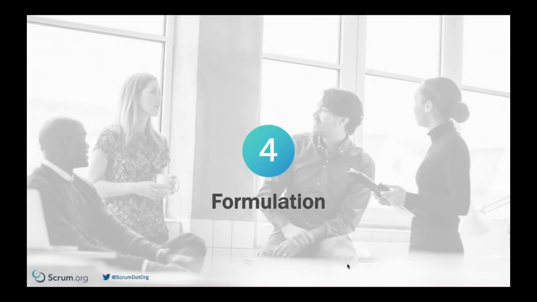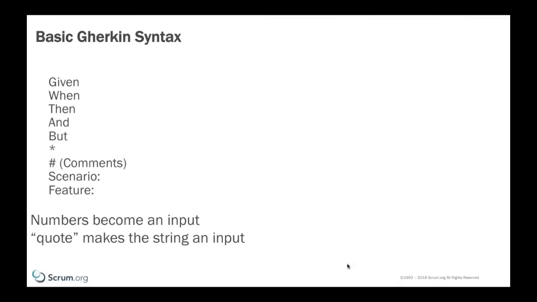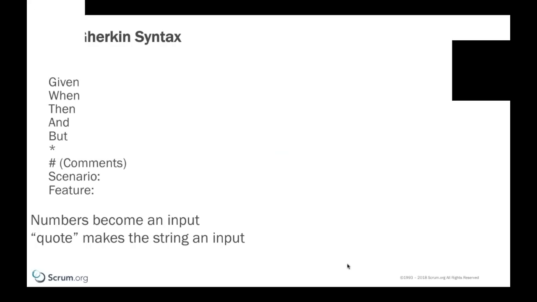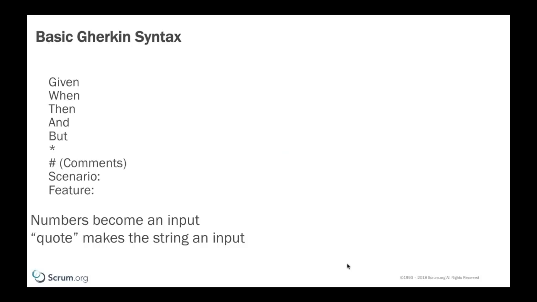Example mapping, don't jump just to given when then formats. Try and keep the conversation on the business side. Try to get the ideas out, not the formality. But when you figure out some examples that are really good, now's the time to start using the given when then. And but also work. Given, when, then, and but, or an asterisk, or a scenario or feature, that's all you need to know about Gherkin.